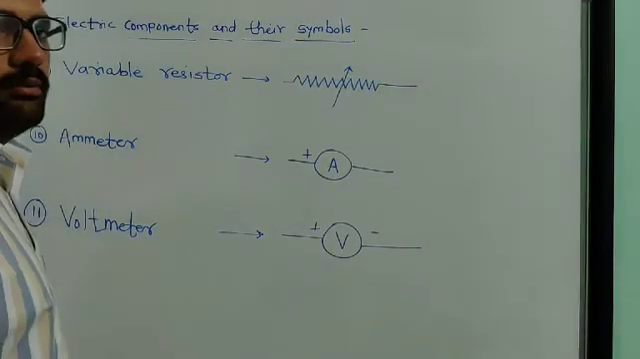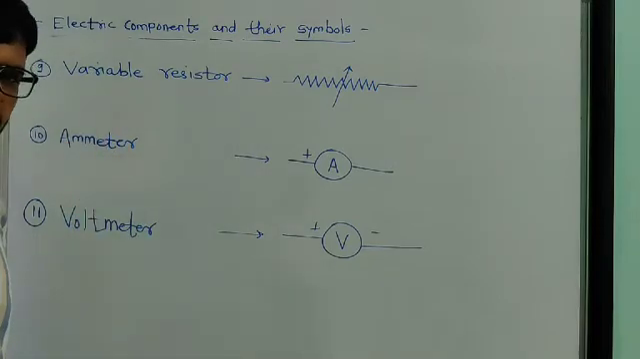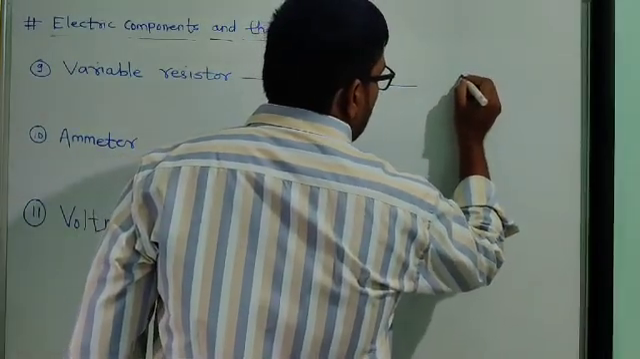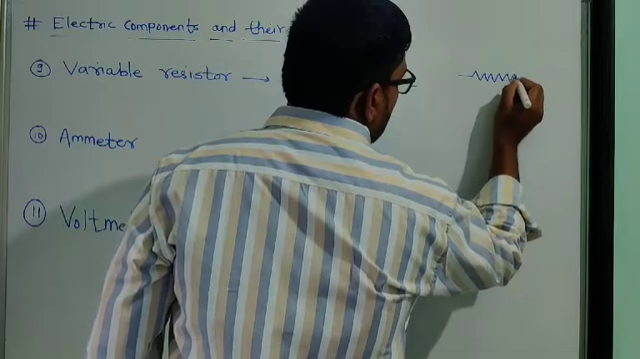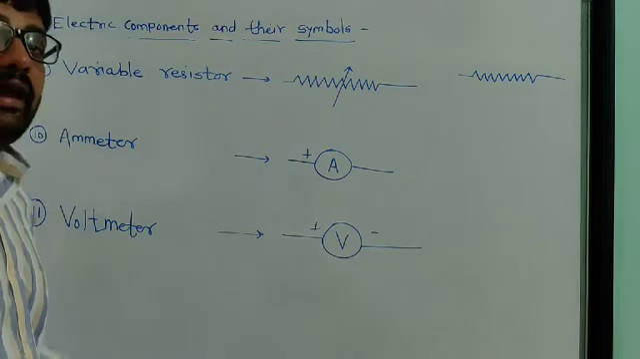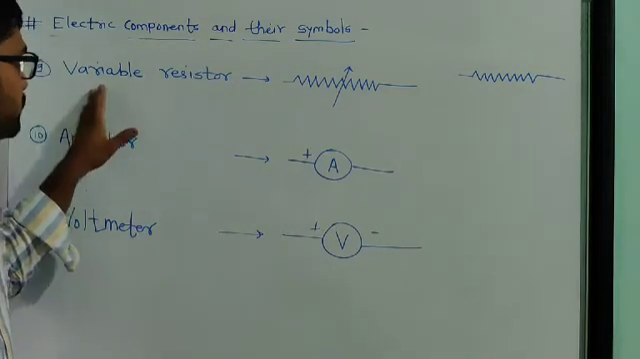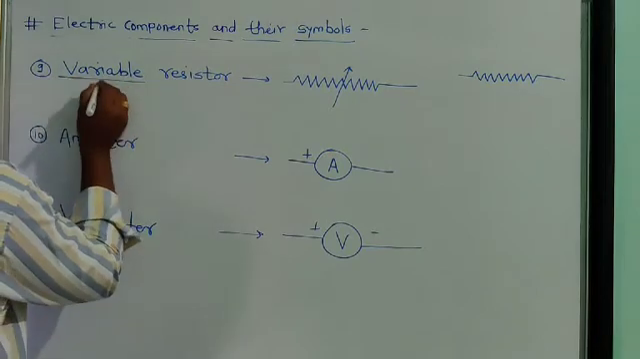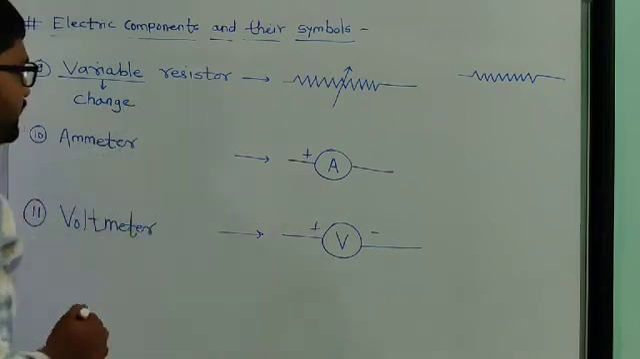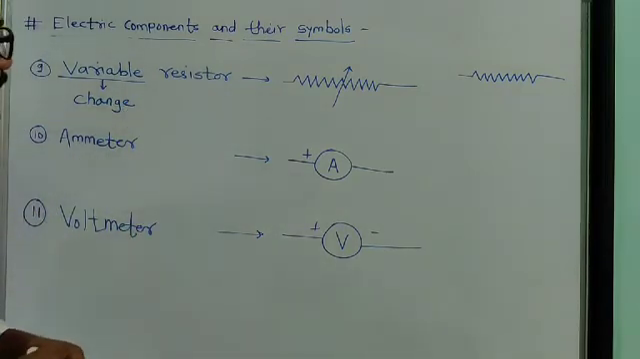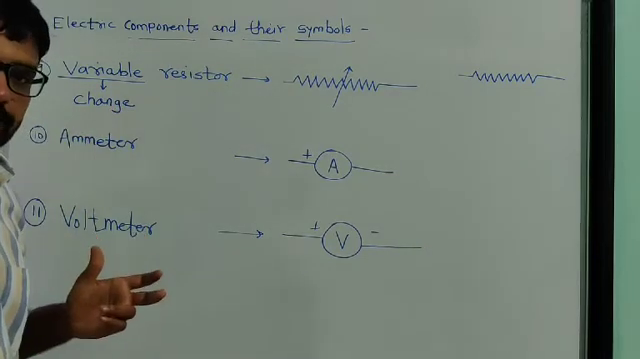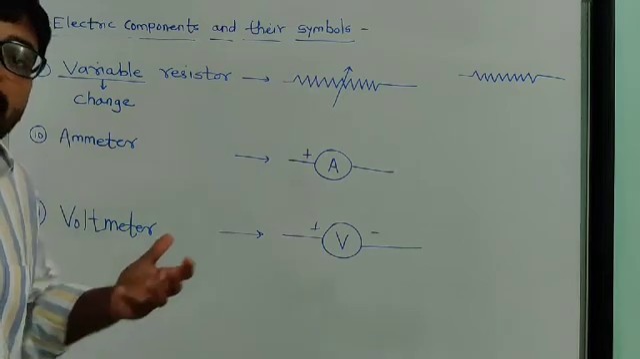Now the next electric component is the variable resistor. In the last topic, the resistor, we saw that only such a symbol is there. This is the resistor. Now we have to see the variable resistor. What is the meaning of variable? Variable means it can be changed. So a variable resistor simply means a changing resistor, which means we can change its value.